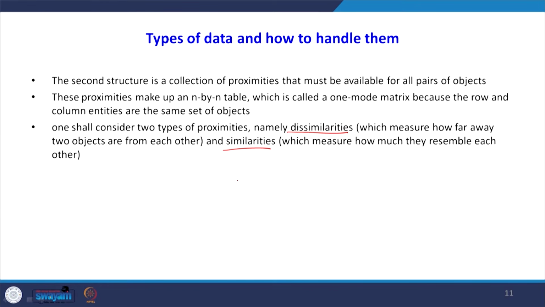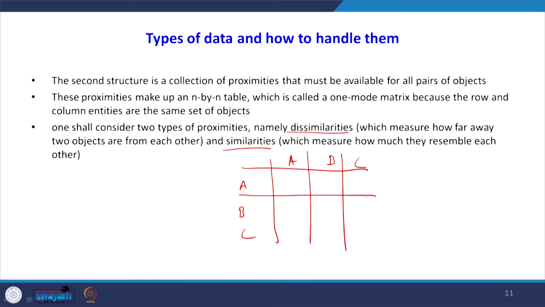Okay, now assume that there are some variables a, b, c. You see that the similarity of a with a, b with b, and c with c is 1, because they are the same. So we can write between a and b how much is the similarity. Otherwise, we can write between a and b how much is the dissimilarity.